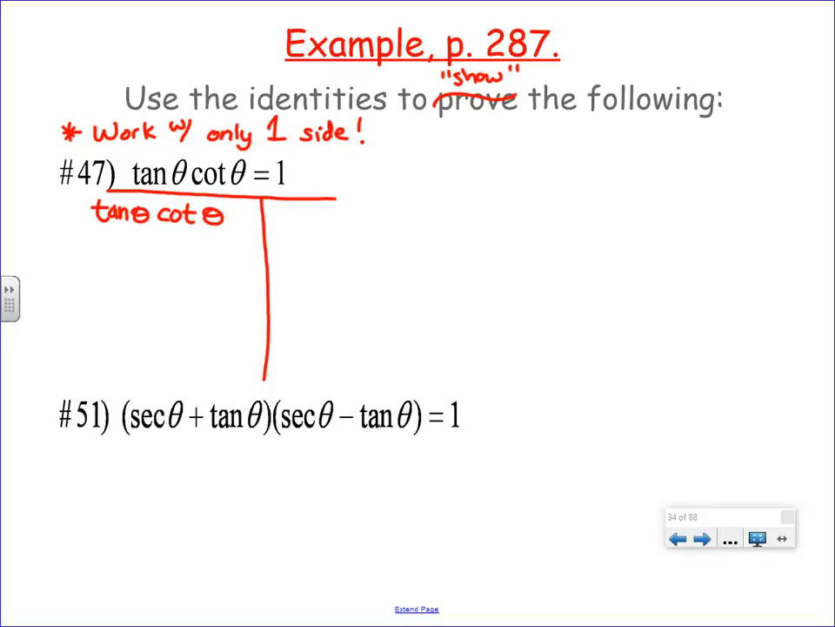Okay, I want you guys to go ahead and look in your table of identities for what you could plug in, substitute for tangent and for cotangent that may let it become 1.